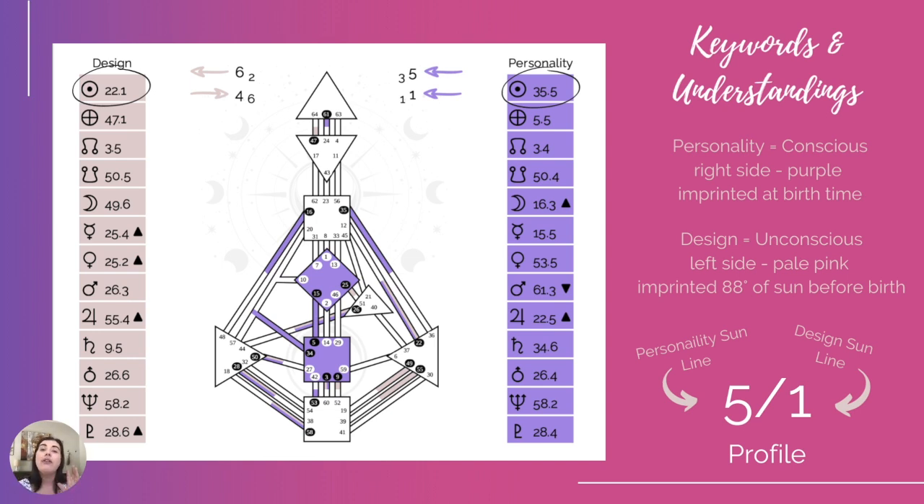Now let's look over on the left-hand side, all right? On the design side. When you run your chart on my website, the design side will be depicted in pale pink on the left-hand side. Yes, left-hand side. Sorry, I have puppies. They're going to be coming in and out because they're crazy.